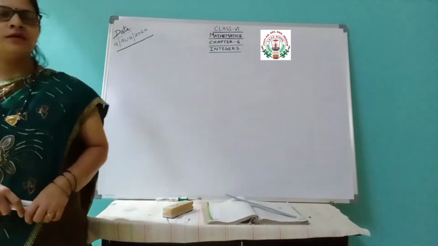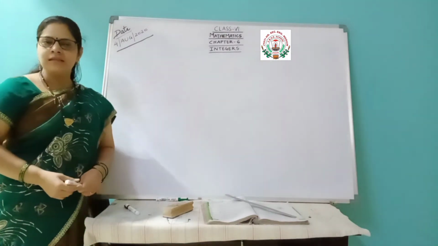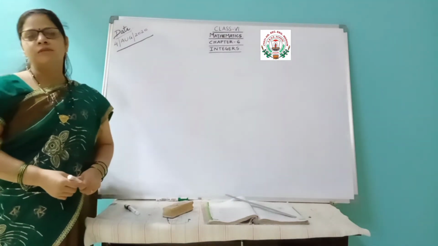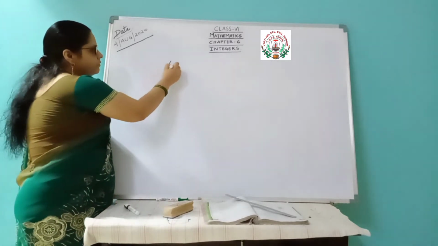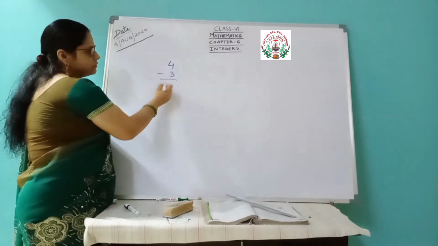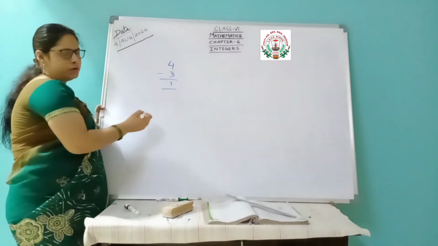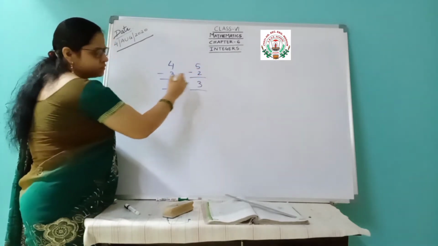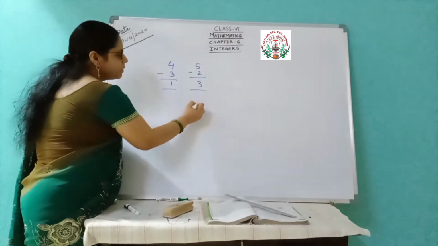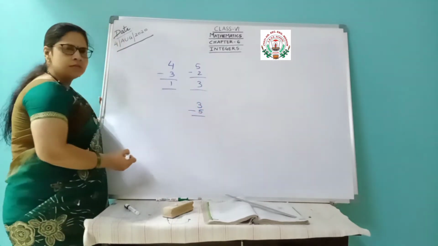Now we are studying chapter 6, integers. For studying these integers, let me ask you some questions. For example, if I ask 4 minus 3, what is the answer? It is 1. Everyone knows. If I ask 5 minus 2, it is 3. That also everyone knows. If I ask, what is the answer, 3 minus 5?